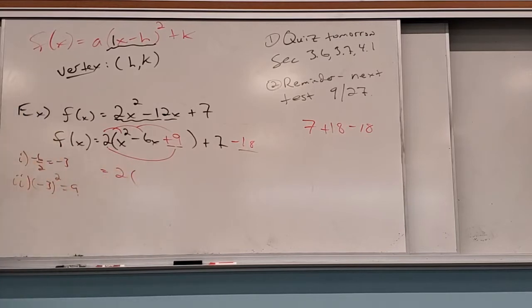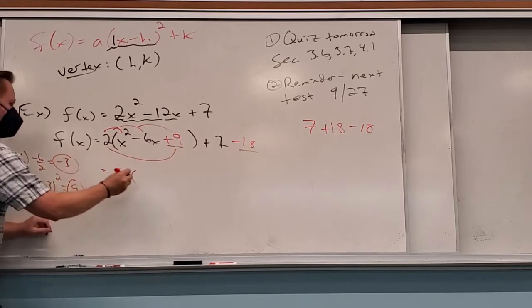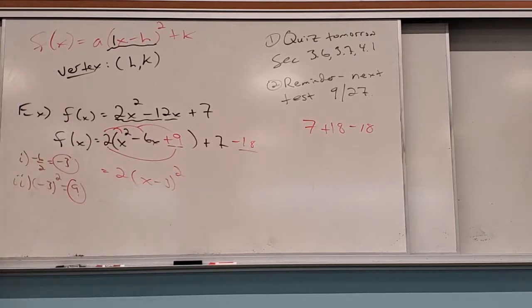Notice this, the completed square seems horrible, but it's awesome. You just cut the middle in half and then square. This number is what goes here. This number is how it factors. So you don't even have to factor it. It's already factored for you. And then what do you have out here?